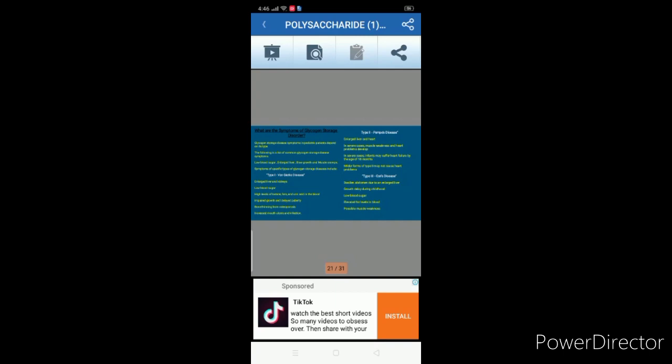What are the symptoms of glycogen storage disorder? Glycogen storage disease symptoms in pediatric patients depend on its type. The following is a list of common glycogen storage disease symptoms: low blood sugar, enlarged liver, slow growth, and muscle cramps. Symptoms of specific types include type 1, von Gierke disease: enlarged liver and kidneys, low blood sugar, high levels of lactate, fats, and uric acid in the blood, impaired growth and delayed puberty, bone thinning from osteoporosis, increased mouth ulcers and infection.